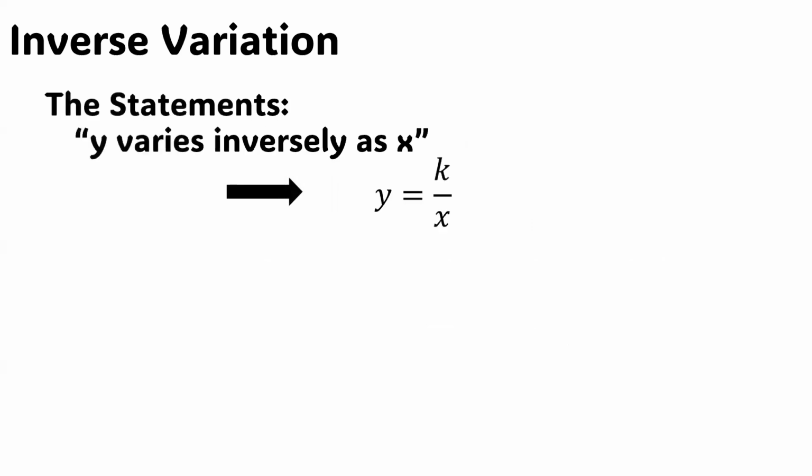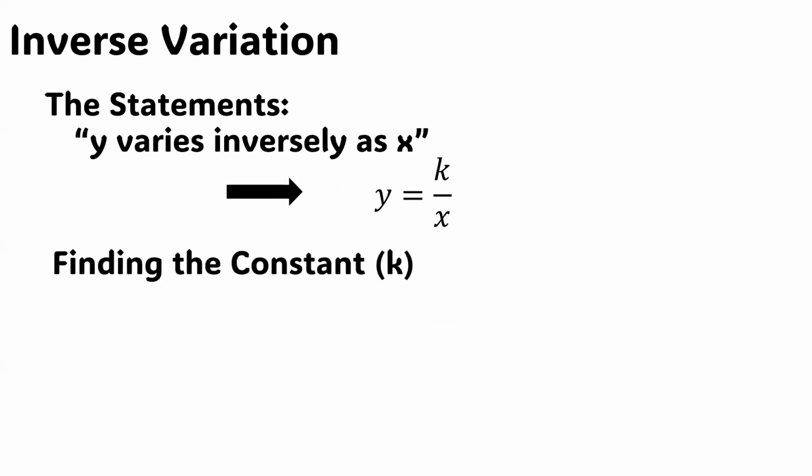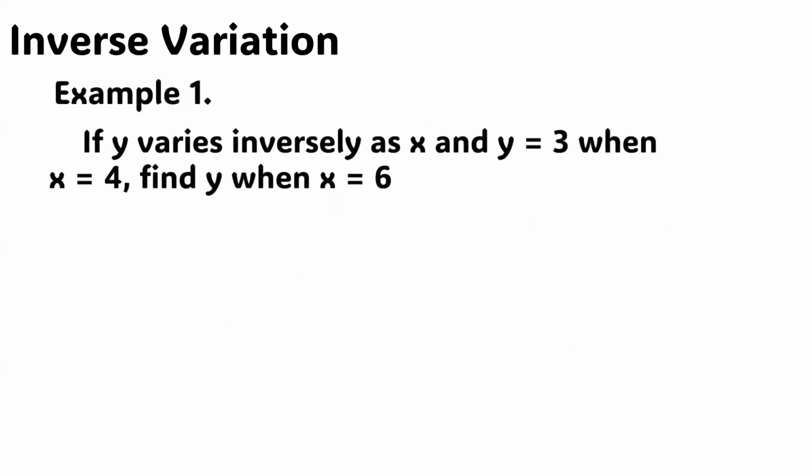So without further ado, ito yung statement natin that y varies inversely as x. So y is equal to k over x. Okay, tatandaan nyo itong equation na to. In finding the constant, napakasimple lang. You have to multiply the y to the x. Kanya lang kasimple. Okay? So let's put this one into example.